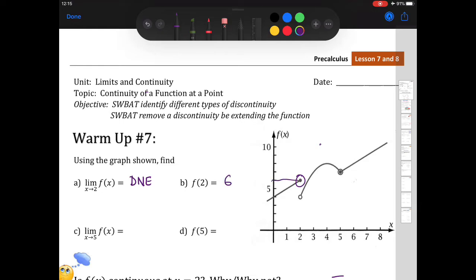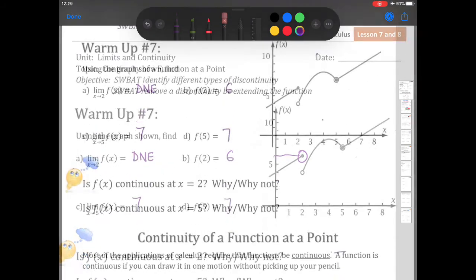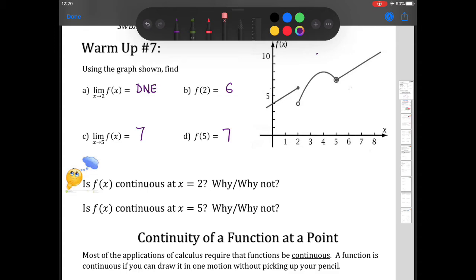Okay, the limit as x approaches 5 of f of x is what? Just check. As it's approaching 5 from the left, it's approaching 7, right? It's approaching 7, so it is 7. And f of 5 is 7. Okay. So we have another part to it.